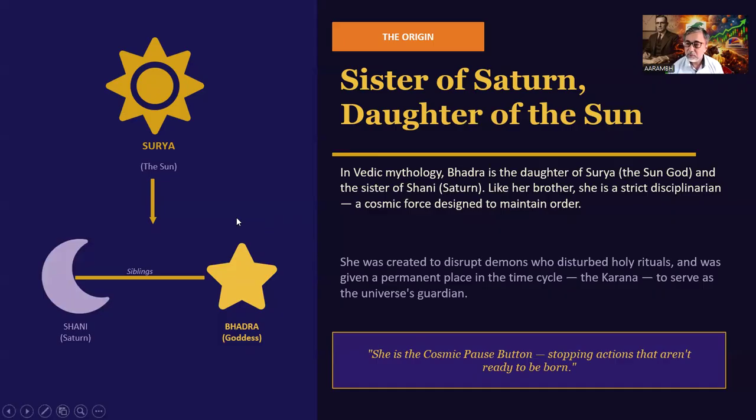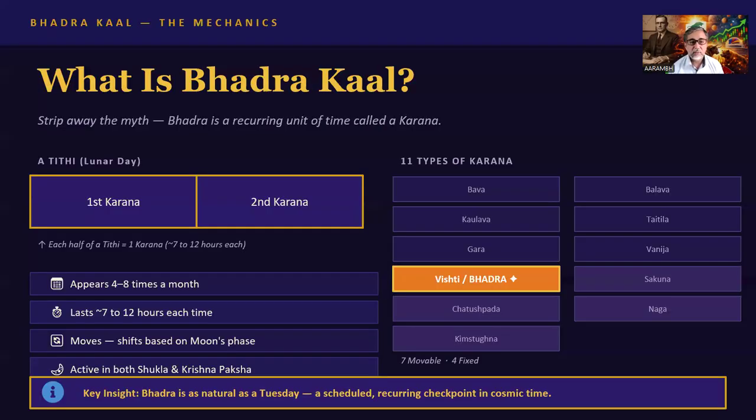Hope you understood. She is the cosmic pause button, stopping actions that are not ready to be born. That is the power of Bhadra, the goddess, sister of Shani and daughter of Surya.